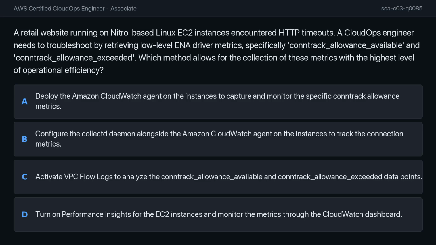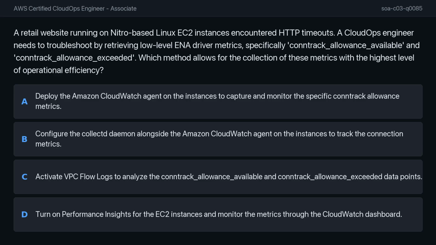The options are: Option A. Deploy the Amazon CloudWatch agent on the instances to capture and monitor the specific contract allowance metrics. Option B. Configure the CollectD daemon alongside the Amazon CloudWatch agent on the instances to track the connection metrics.